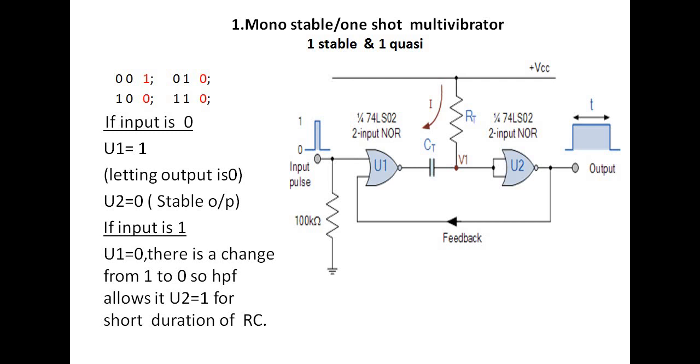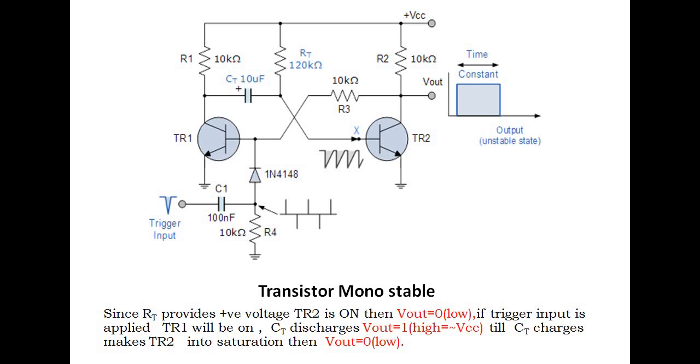transistorized monostable multivibrator. Right? If you look at the transistorized monostable multivibrator, we have used two transistors in cross coupled configuration. Means one output of one transistor is given to the input of another transistor. See here, output of one transistor is given to the input of another transistor. Similarly, output of another transistor is given to the input of TR2.